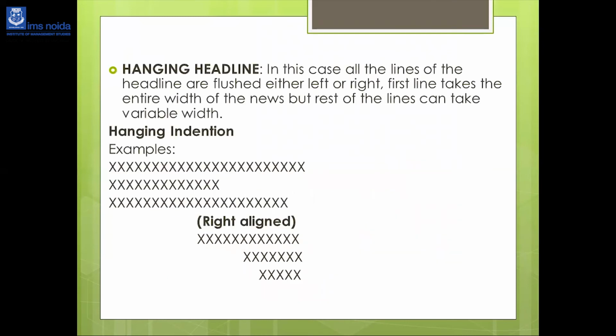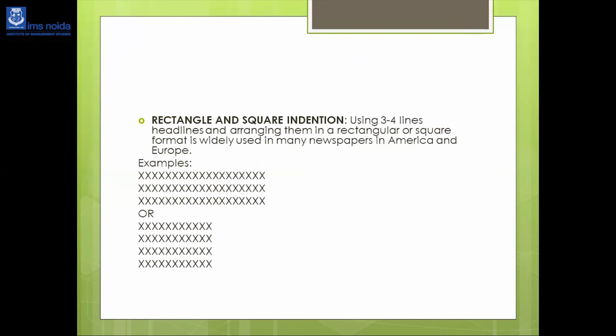Next is the hanging headline. In this case, all the lines of the headline are flushed either left or right. The first line takes the entire width of the news, but the rest of the lines can take variable width. Here are two examples of hanging headlines. The next one is rectangle and square indentions. These are commonly used in America and European countries. In these headlines, they use 3-4 line headlines and arrange them in a rectangular or square format.